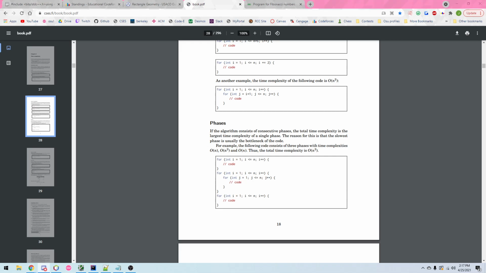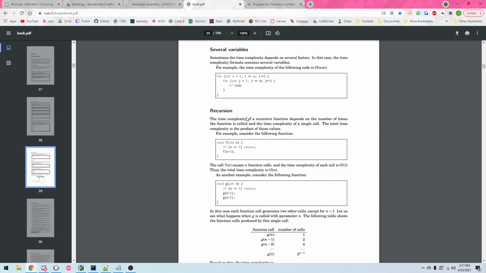Yeah, pretty much. There are some obvious exceptions. For example, what if on the inside you're iterating from j equals 1 to j less than square root of n? Well, then this would become n times square root n. But for the most part, if it's n either added or multiplied by some small constant factor, we don't care about it.